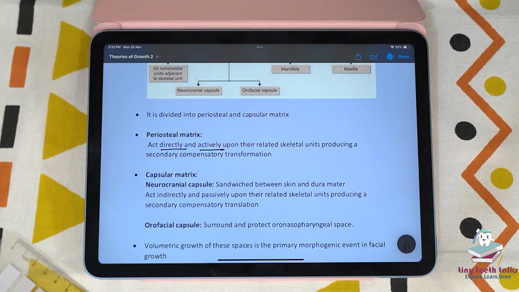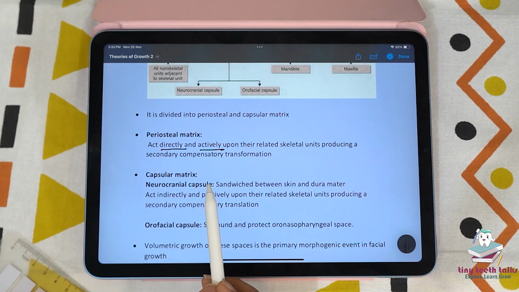For example, consider the mandible during growth. The periosteal matrices, which include the muscles attached to the mandible, exert forces on the bone during activities such as chewing and speaking. These forces stimulate bone remodeling, leading to changes in the shape and size of the mandible to accommodate the functional demands. We already saw bone remodeling theory in the previous video.